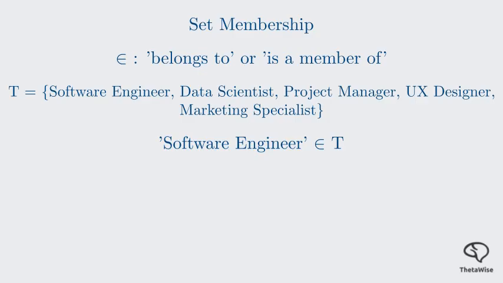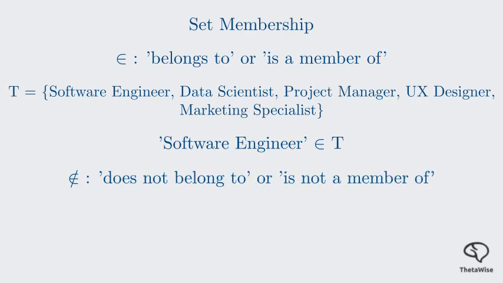What if we wanted to say that something is not in the set? We use the same symbol with a slash through it. This means does not belong to, or is not a member of. For example, is accountant a member of our set T? No, it's not. So we can write that accountant does not belong to the set T. This is also a true statement.